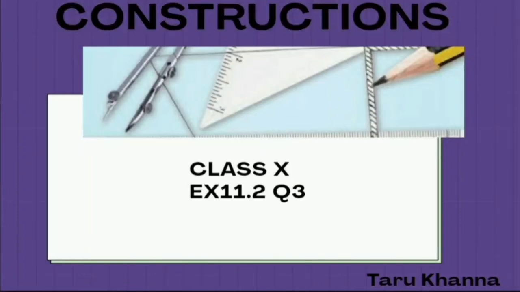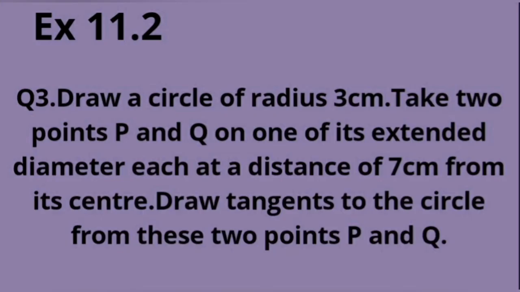Hello everyone. In this video, we will be discussing question 3 from exercise 11.2 of the class 10 construction chapter, which says: draw a circle of radius 3 centimeter. Take 2 points P and Q on one of its extended diameter, each at a distance of 7 centimeter from its center. Draw tangents to the circle from these 2 points P and Q.